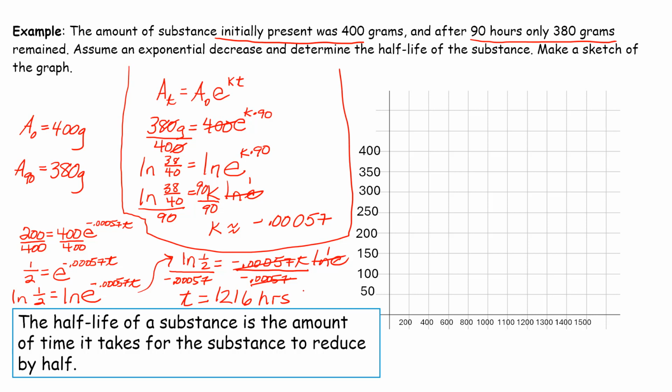All right, so if we want to graph that, we can look at the information they've given us. We know that at A sub 0, we had 400 grams, so we can put that there. And then at 90, we had 380 grams, so that would be about right there. And then at 1,216 hours, we have 200 grams, so that's about right there. And then we would just sketch the curve. So remember, when you're talking about an exponential decrease, your k is going to be negative, and that's how it'll come up.